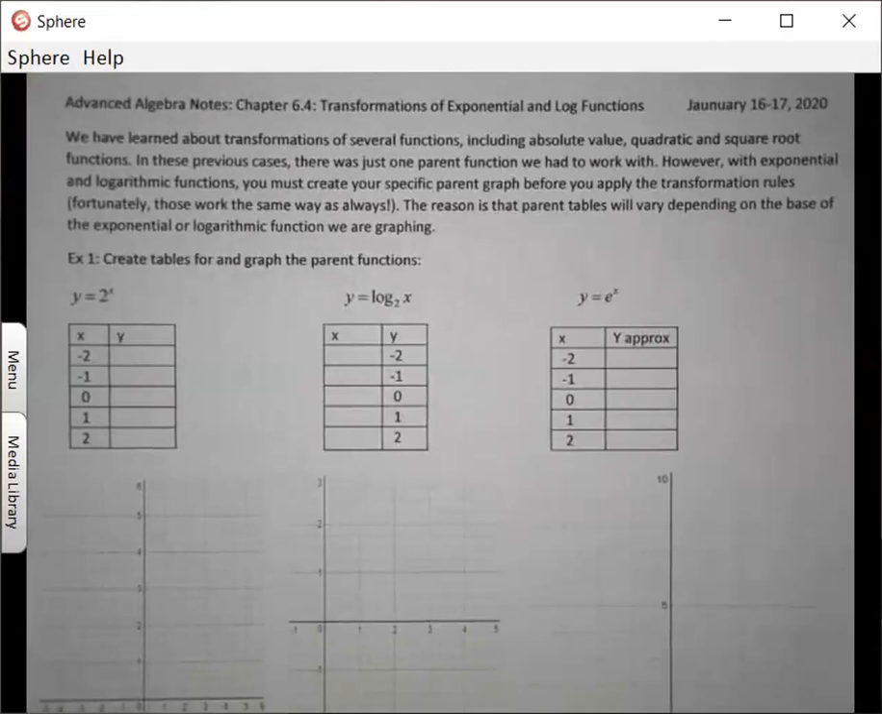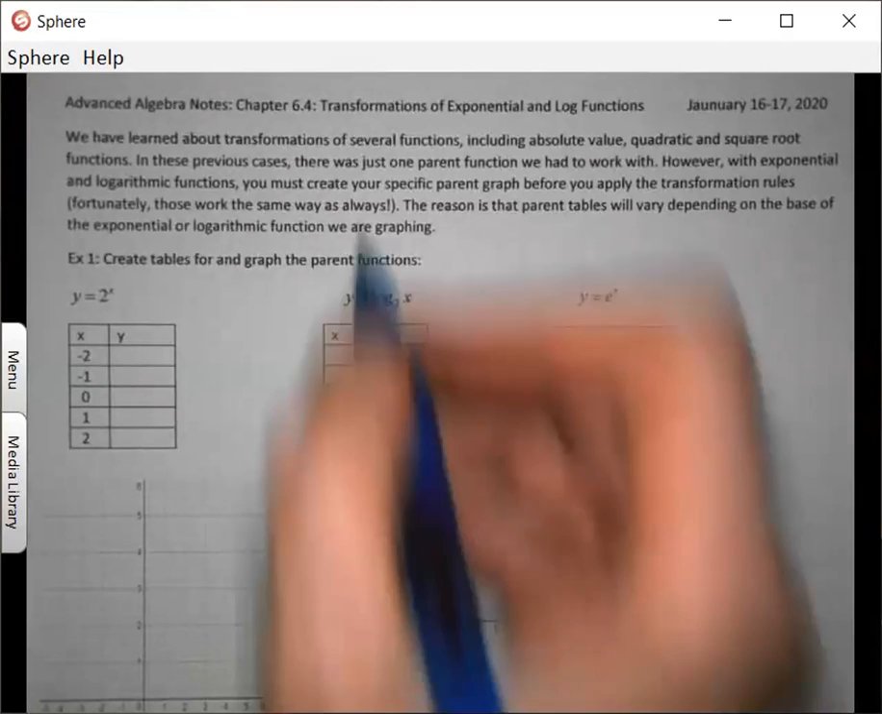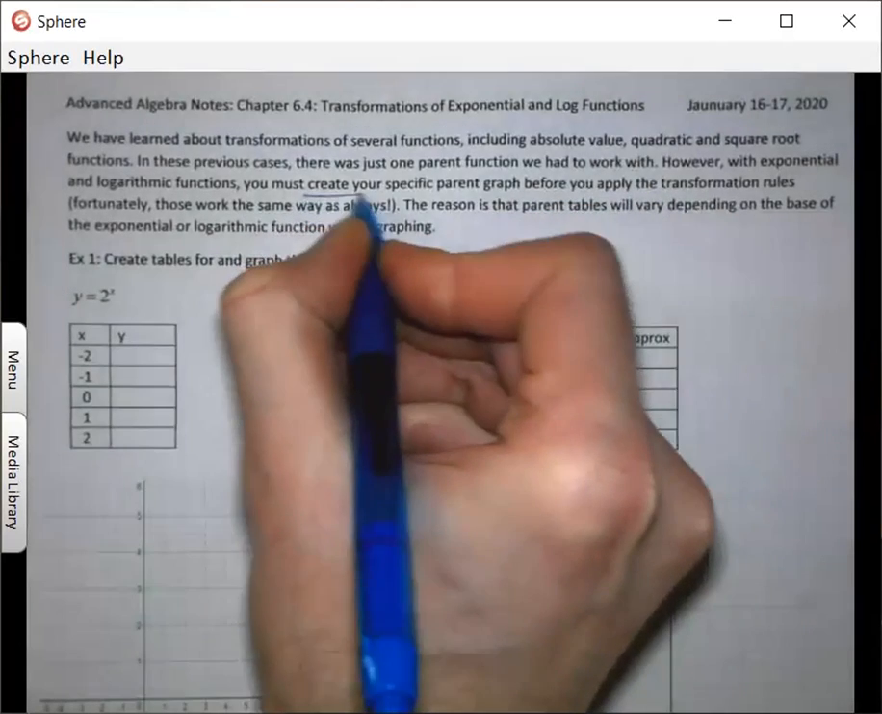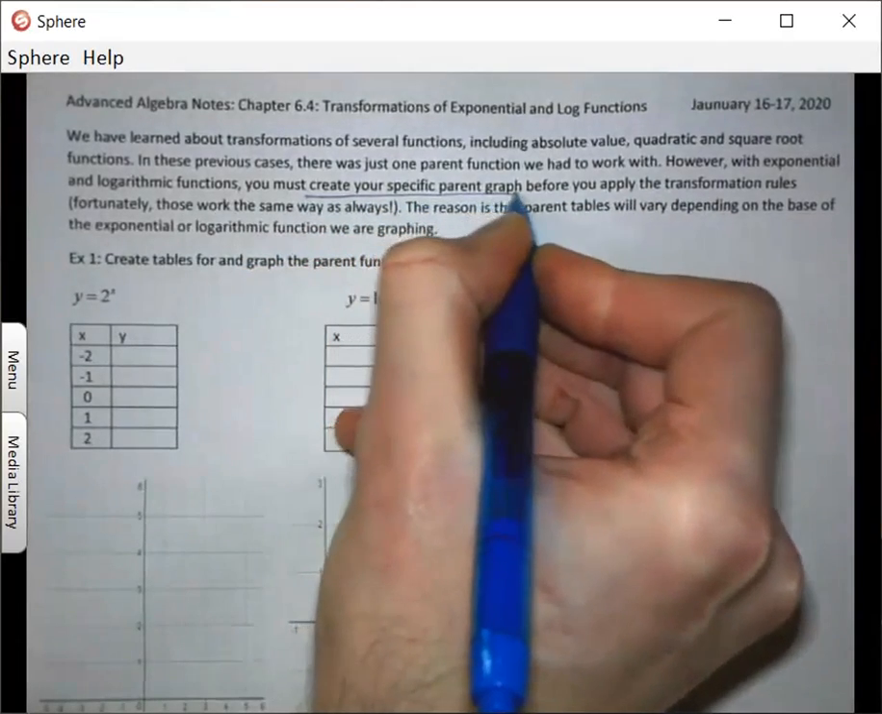So 6.4 notes, we're going to cover transformations of exponential and log functions. Now, luckily, the transformations for exponential and logs are going to follow a lot of the same rules that we've done for our other transformations. There is going to be one big difference. Whenever we're working with exponential or log functions, we will need to create a specific parent.